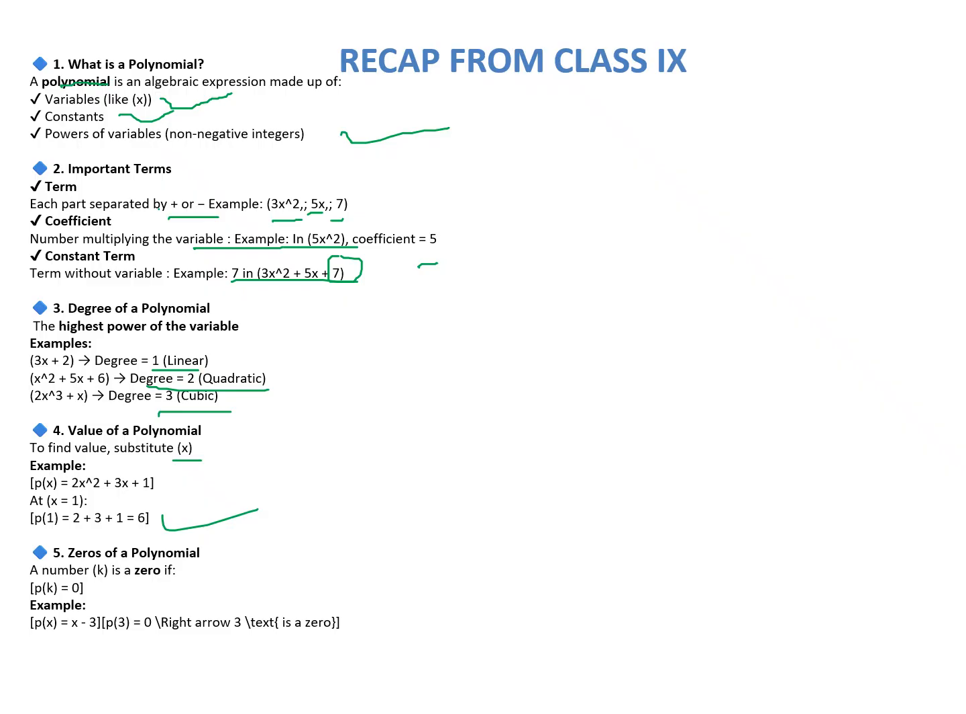The most important concept that we're going to understand is the zeros of a polynomial. A number k is a zero if p(k) is equal to 0. So what we have to do, we have to define the zeros, and to define the zeros, we have to do the factorization of the given polynomial. And when we do the factorization, we'll get the zeros of that polynomial. So we'll move to the next slide and see how this is done.